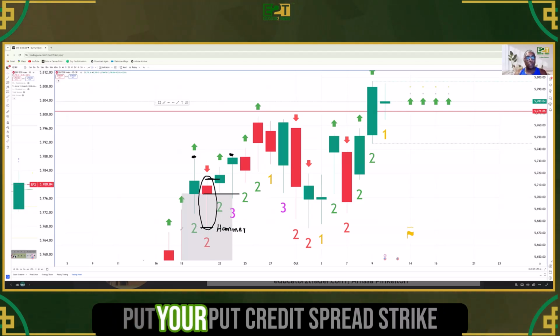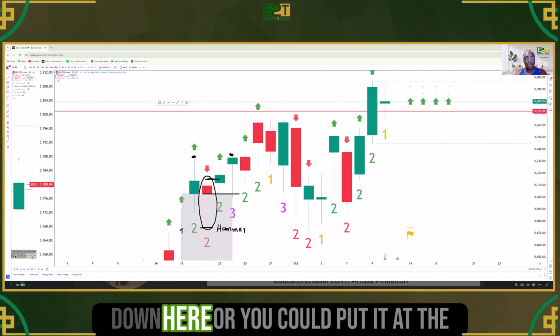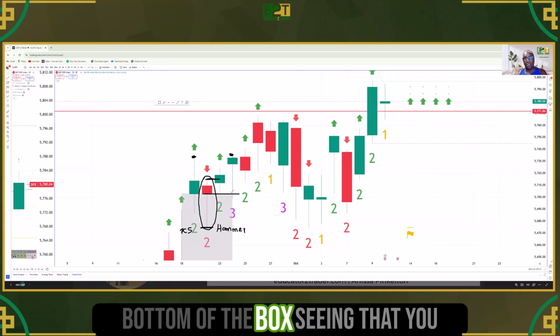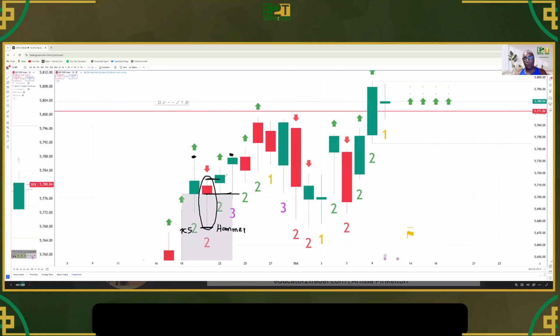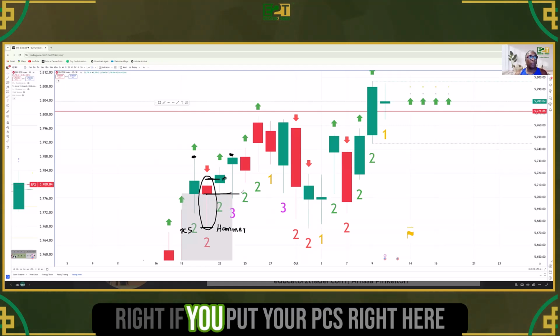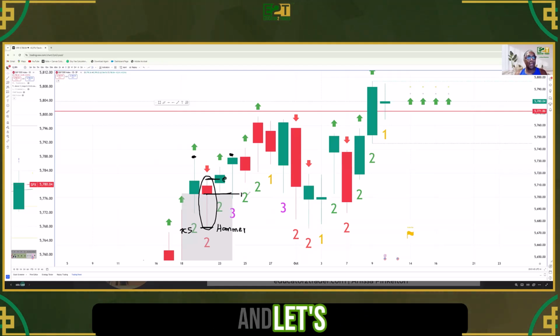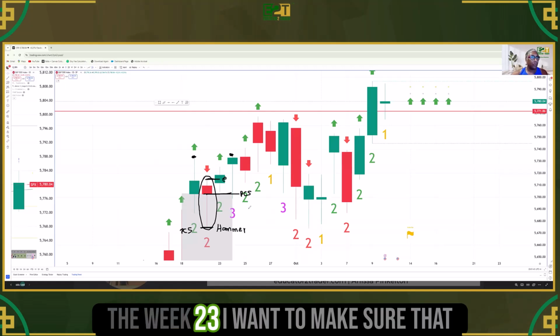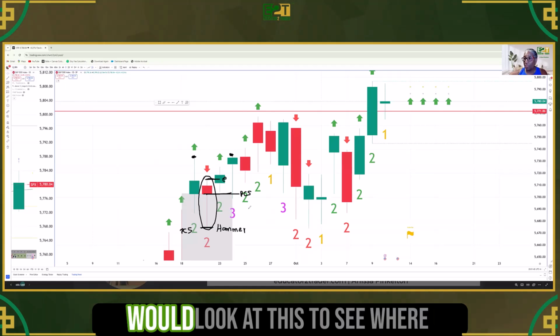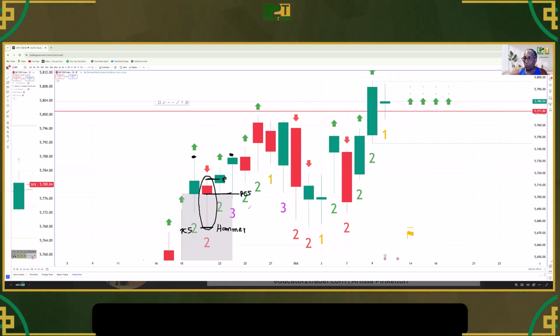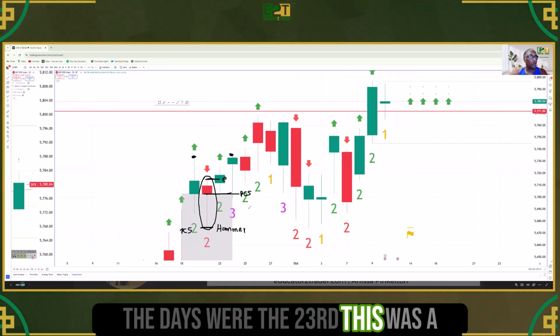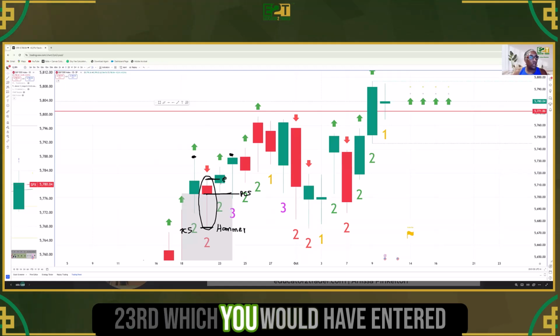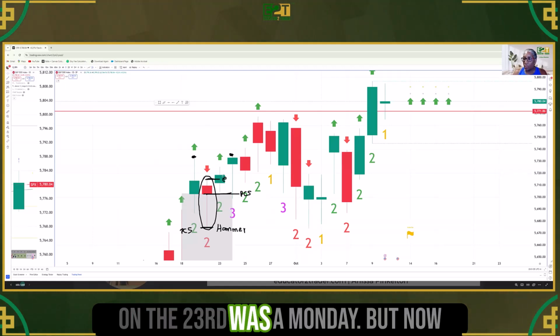You really could put your put credit spread strike down here, or you could put it at the bottom of the box, seeing that you entered up here, right? If you had put your PCS right here, and let's see, what are the days for the week? 23. I want to make sure that you would know, of course, you would look at this to see where the days were. The 23rd, this was the 23rd, which you would have entered on. The 23rd was a Monday.